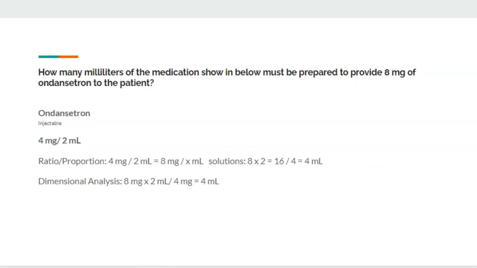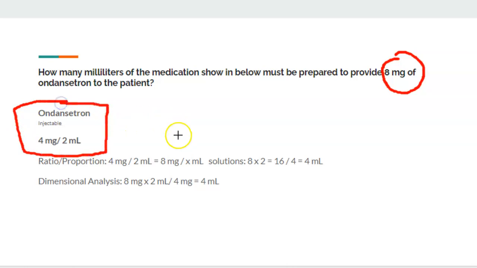So here's another problem. And I can go down. I'm going to go ahead and go to the camera, and we're going to do a couple of these problems together. Okay, so I'm going to see if I can draw right on this screen. We'll see how this goes. So how many milliliters of medication shown in the below label should be prepared to provide, here's part of our question, 8 milligrams of ondansetron to a patient. This here is our order right here, okay?